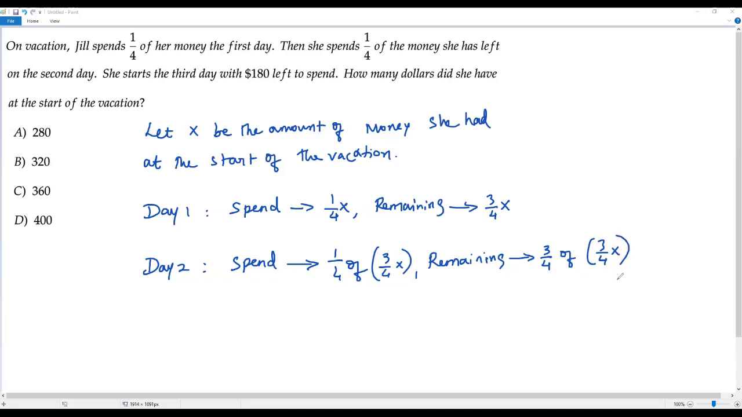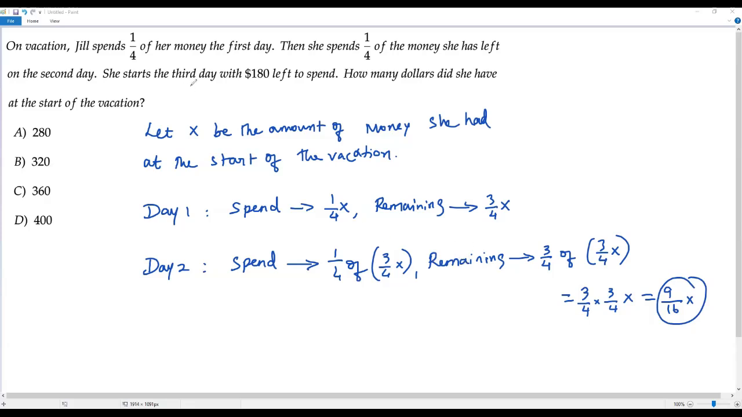Okay, now let's evaluate this expression. Whenever we have "of" in English, in math it can be converted to multiplication. So that is 3/4 times 3/4 of x. 3 times 3 is 9 and 4 times 4 is 16. Then we get 9 over 16 x. So this is the money she has left for the third day.